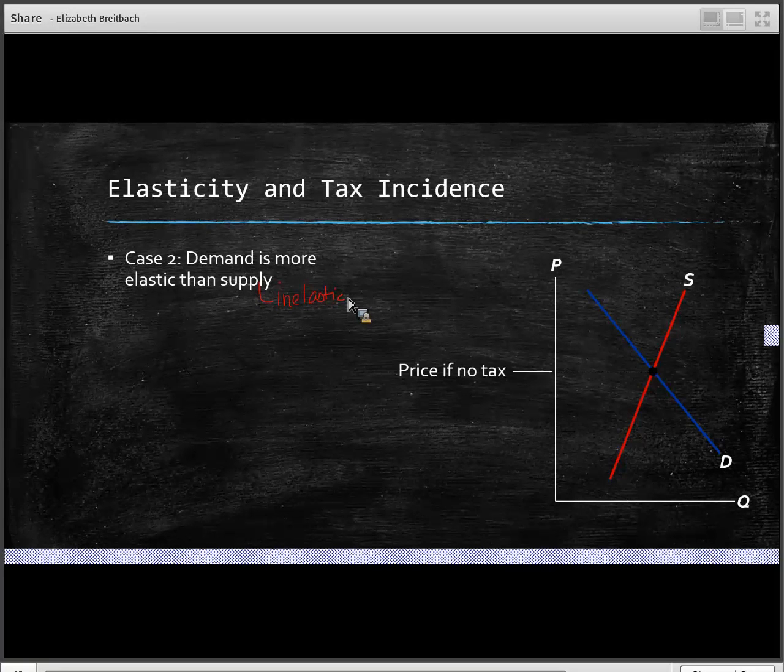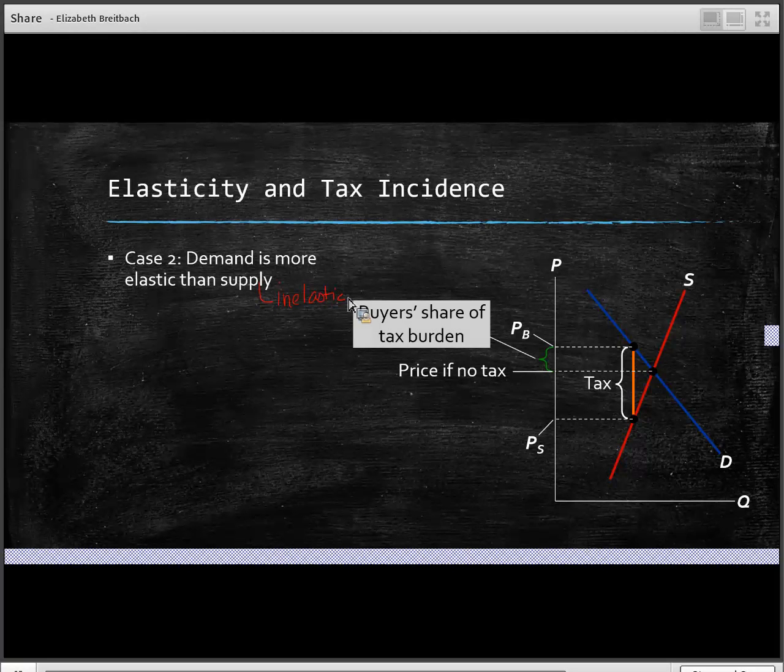And so whenever we have very inelastic demand and elastic supply, the buyers bear more of the burden.